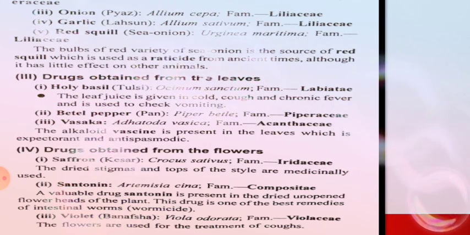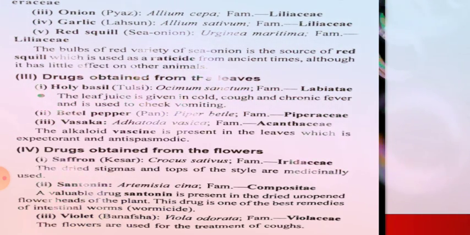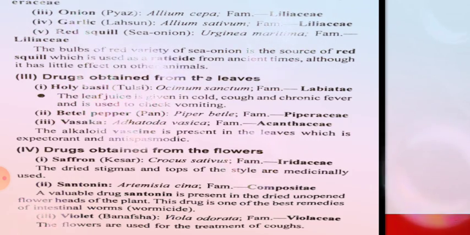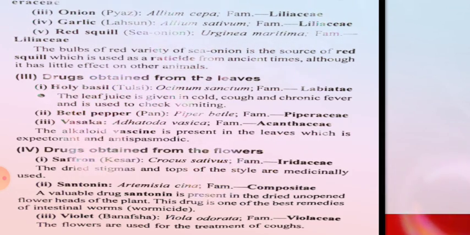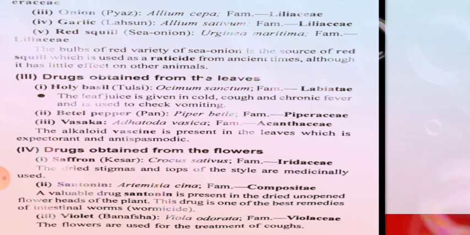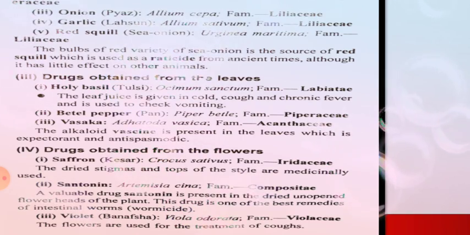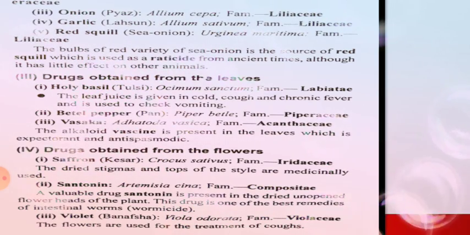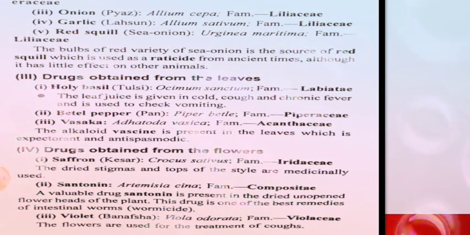Vasicine is present in the leaves, which is an expectorant and antispasmodic. So in the case of Vasaka or Adhatoda vasica, there is the presence of an alkaloid named vasicine, which is mainly used as an expectorant and antispasmodic.